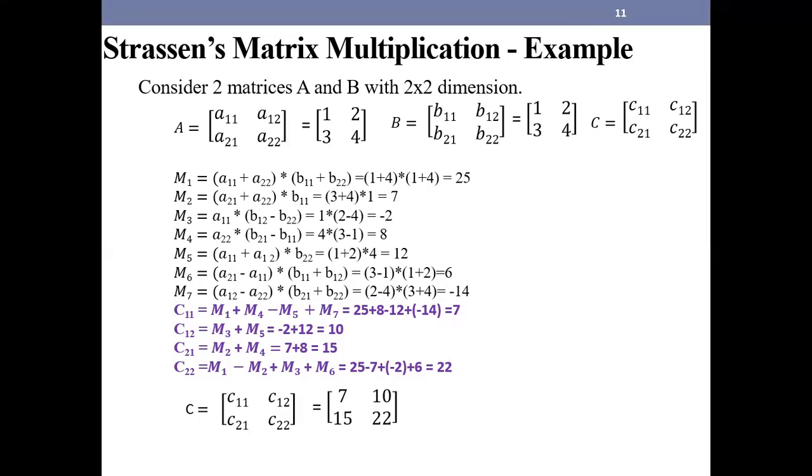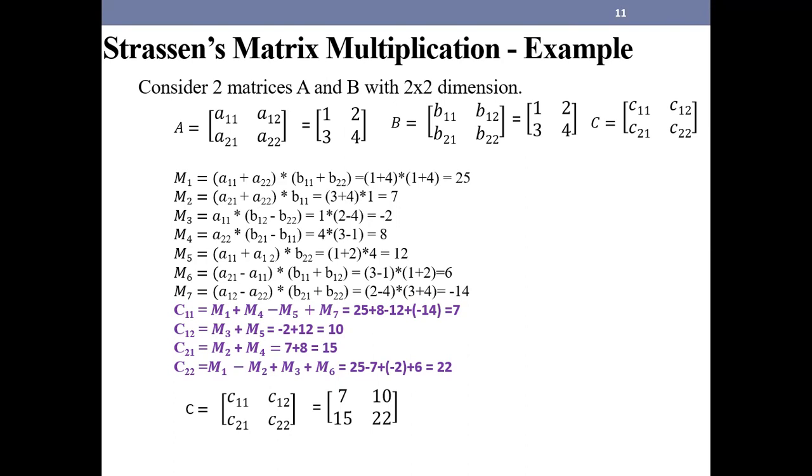Strassen's matrix multiplication example: consider 2 matrices A and B with 2 cross 2 dimension. Here we are not applying the divide and conquer approach because the size is only 2. For a 2 cross 2 matrix, there is no need of divide and conquer. Just apply the formula M1 to M7 and apply these M1 to M7 values in the C formula, that is C11, C12, C21, C22. Then find out the values and substitute them in matrix C. So we get the product of A and B in C matrix.